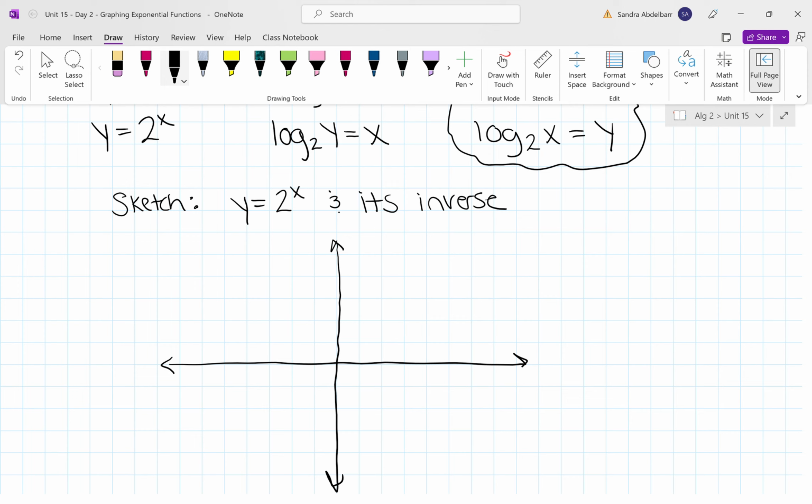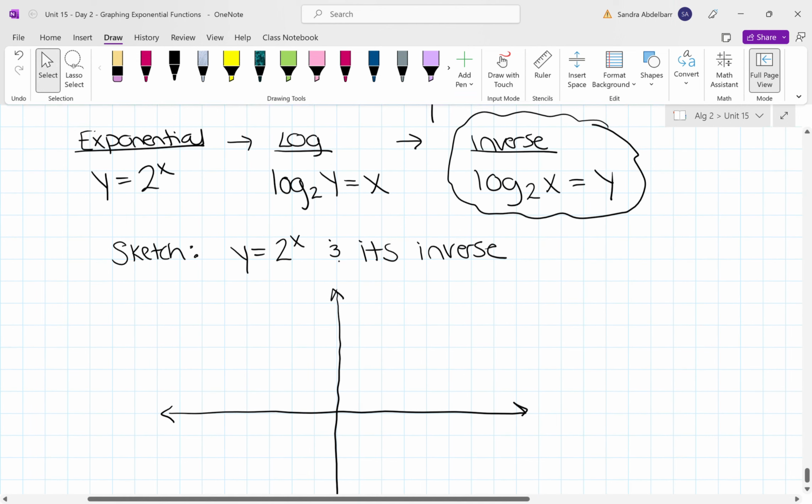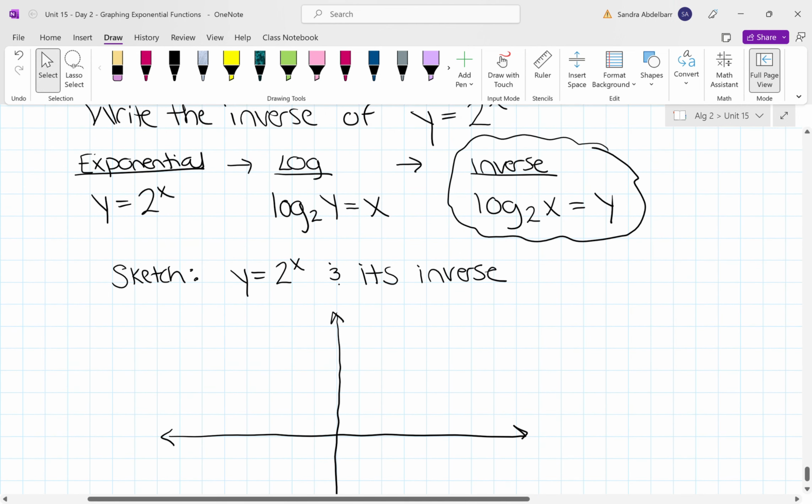Claire, do you have a question? Instead of finding the log of the exponential and then switching the x and the y, can you switch the x and y first and then find the log of that? Yes, that's fine.